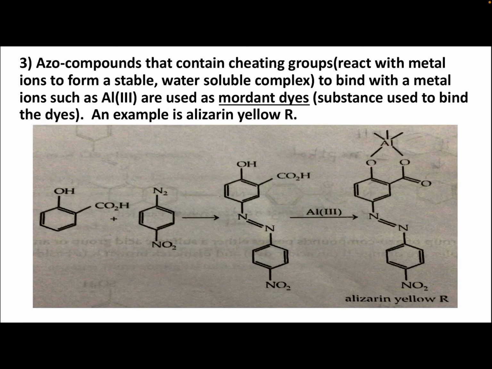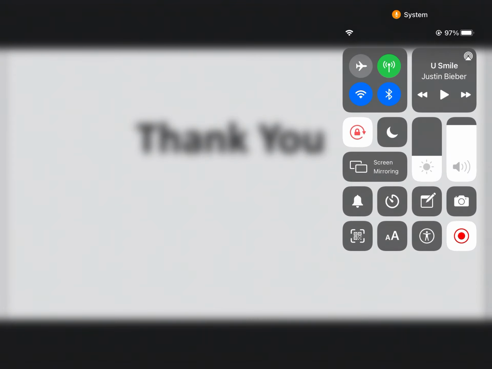The third group of azo compounds contain a chelating group. What is a chelating group? It reacts with metal ions to form a stable water soluble complex. To bind with a metal ion such as aluminum 3+, they are used as mordant dyes. What is a mordant? The substance used to bind the dye is known as a mordant. An example is alizarin yellow R. This type of reaction takes place. This is salicylic acid, then this type of compound is there, and you get alizarin yellow. This is also one of the applications of azo compounds. Thank you.